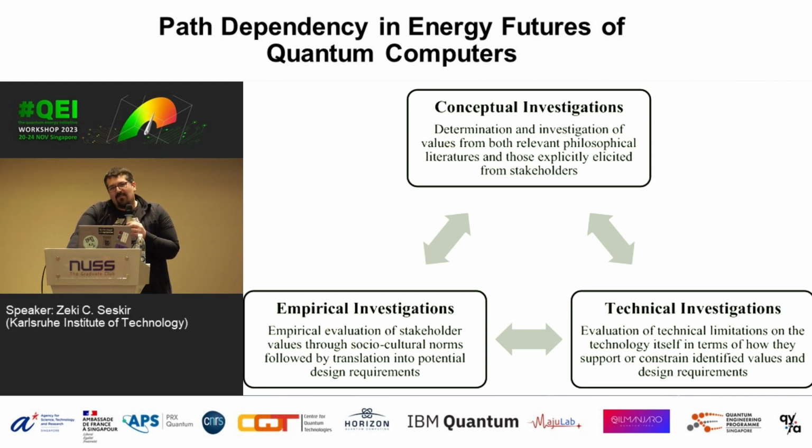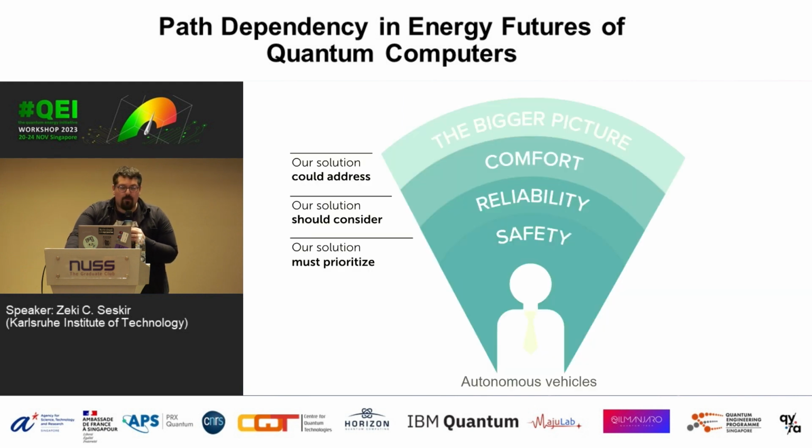So on a conceptual level, you should have certain values in mind, like sustainability, inclusion, diversity, safety, security, all that. In that, the normative approaches help. In empirical investigations, you need to evaluate the stakeholder values by actually going into the field and asking them. And you also need to do some technical investigations, because just because you want certain values doesn't mean that they automatically translate into the technically possible realm. One example of this is from autonomous vehicles. If you run such an exercise for autonomous vehicles, as people did, you find out that safety is the most important value in the field, reliability is the second, comfort is the third, and the bigger picture stuff comes later, like sustainability.